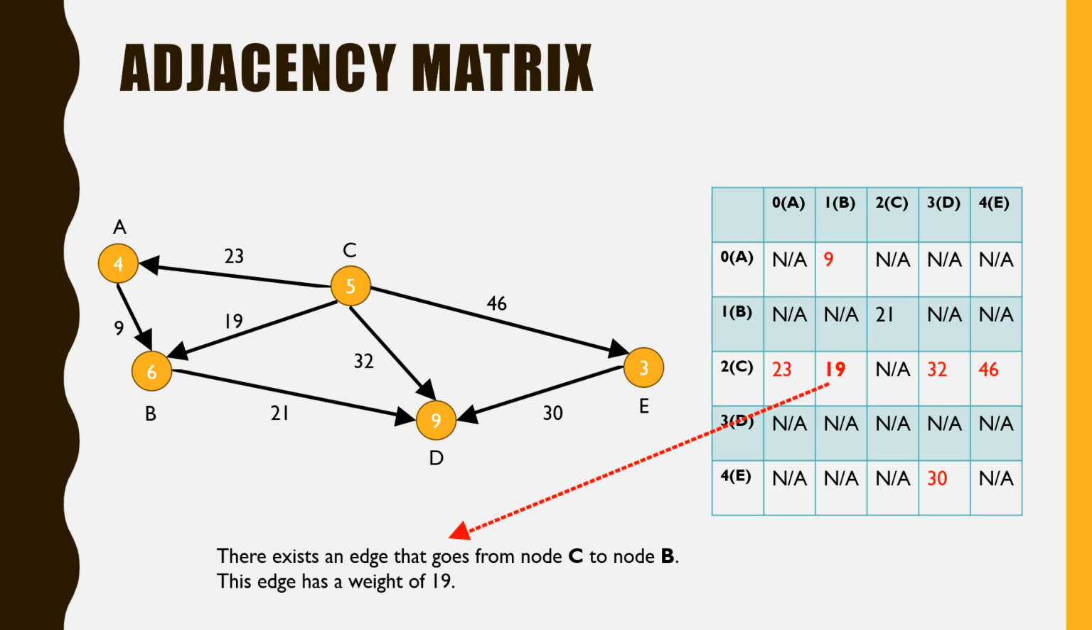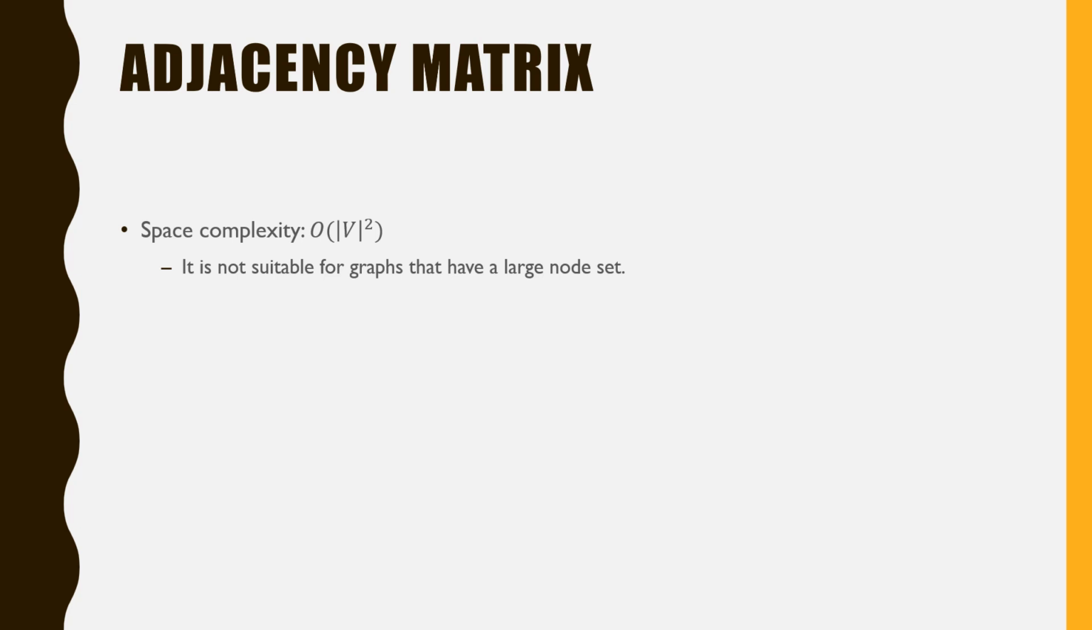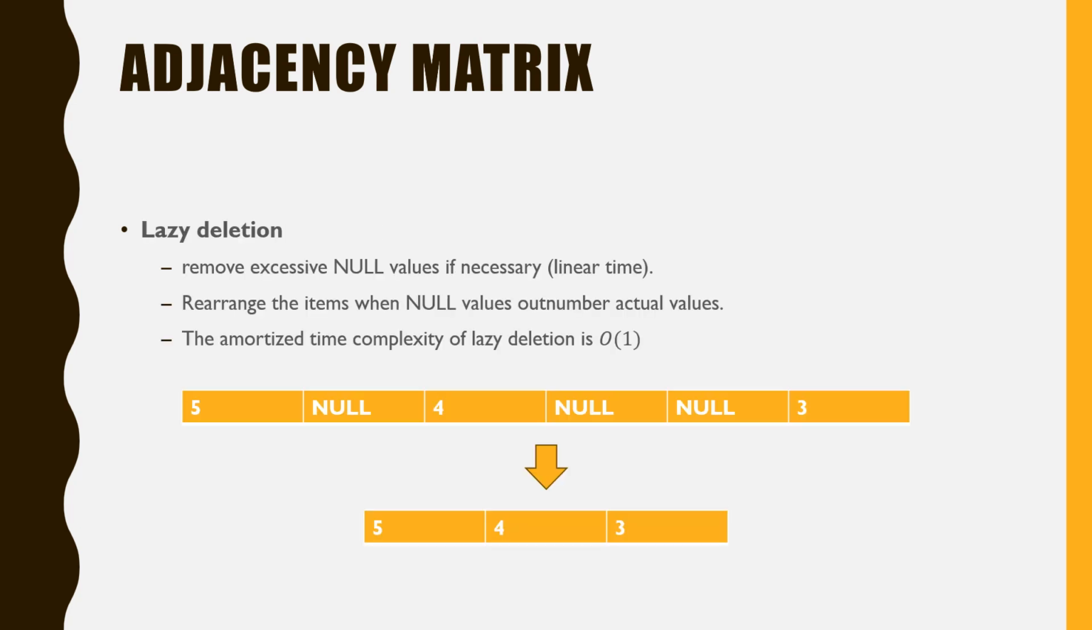For example, M21 represents the edge from node C to node B, which has a weight of 19. Additionally, the entries in the adjacency matrix can be extended to store other edge properties as needed. The space complexity of an adjacency matrix is O(V squared). As a result, this approach can be memory intensive when dealing with large graphs with many nodes. Next, we will discuss how to implement fundamental graph operations when using an adjacency matrix to represent edges.